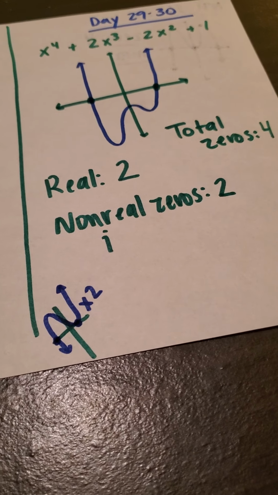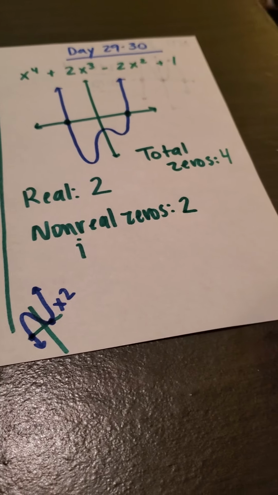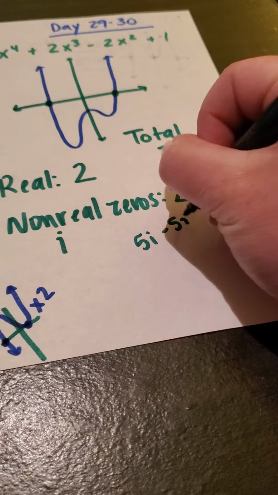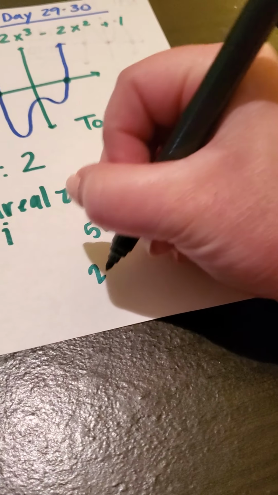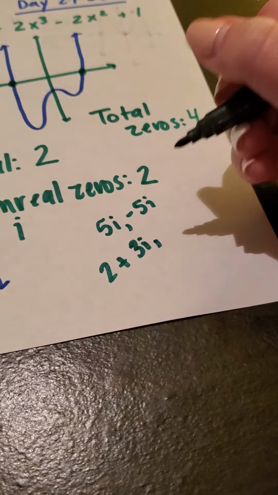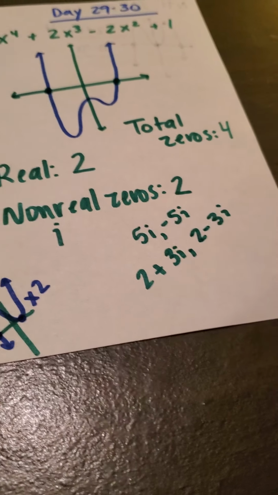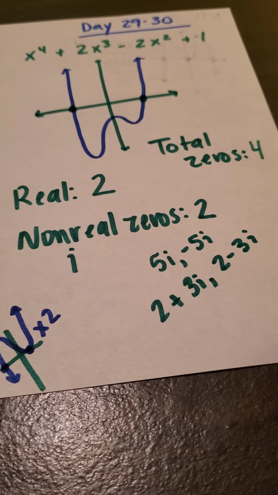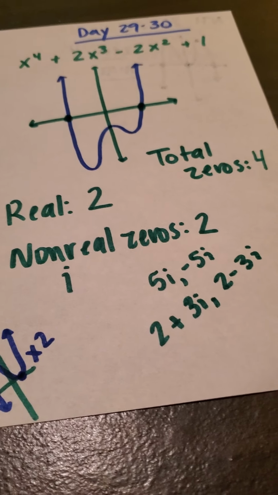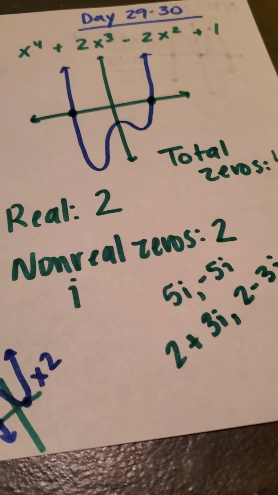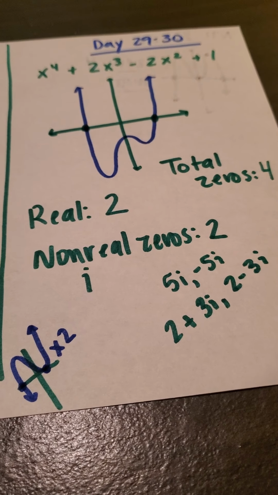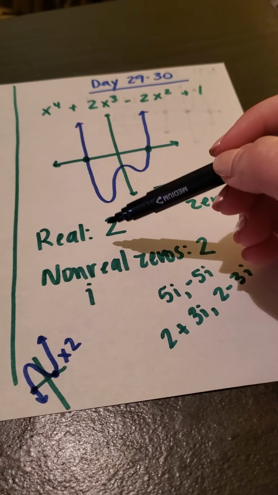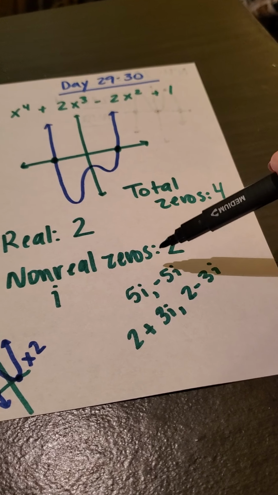They do come in pairs of complex conjugates. So, for example, one zero could be 5i, and the other one would have to be negative 5i because they're conjugates. Or like 2 plus 3i, and its conjugate would be 2 minus 3i. Okay, you're never going to have 1 non-real zero. You're never going to have 3 non-real zeros. You're never going to have 5 non-real zeros because they have to come in pairs. So you will always have an even number of non-real zeros, or it is possible to have 0 non-real zeros. Okay, if your total zeros is the same as your real zeros, there aren't any non-real zeros.